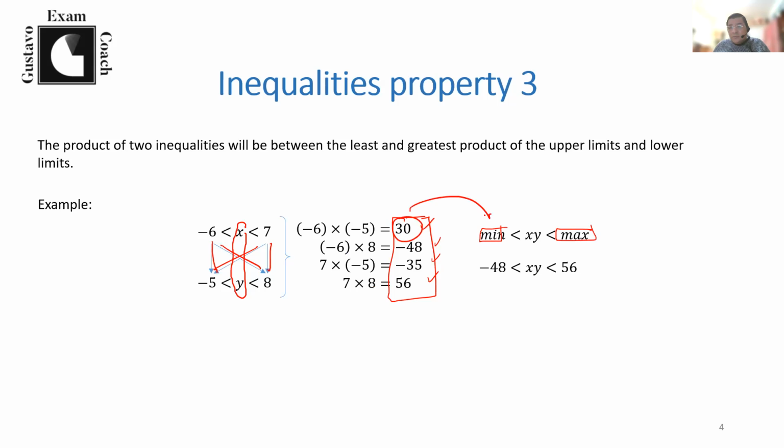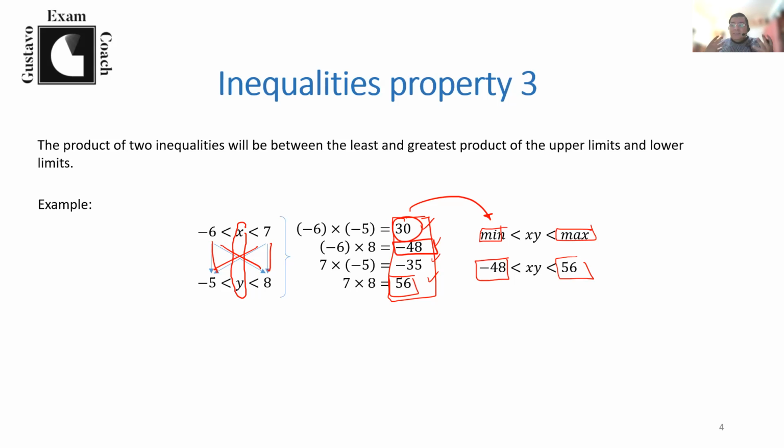Actually, 30 is the true minimum value, and no, it's not. 30 is just a positive minimum value, but there is one that is even lower than that. -48 is the true minimum value for the product, and the true maximum is actually 56. So that's it. The product of x and y is limited by -48 and positive 56.